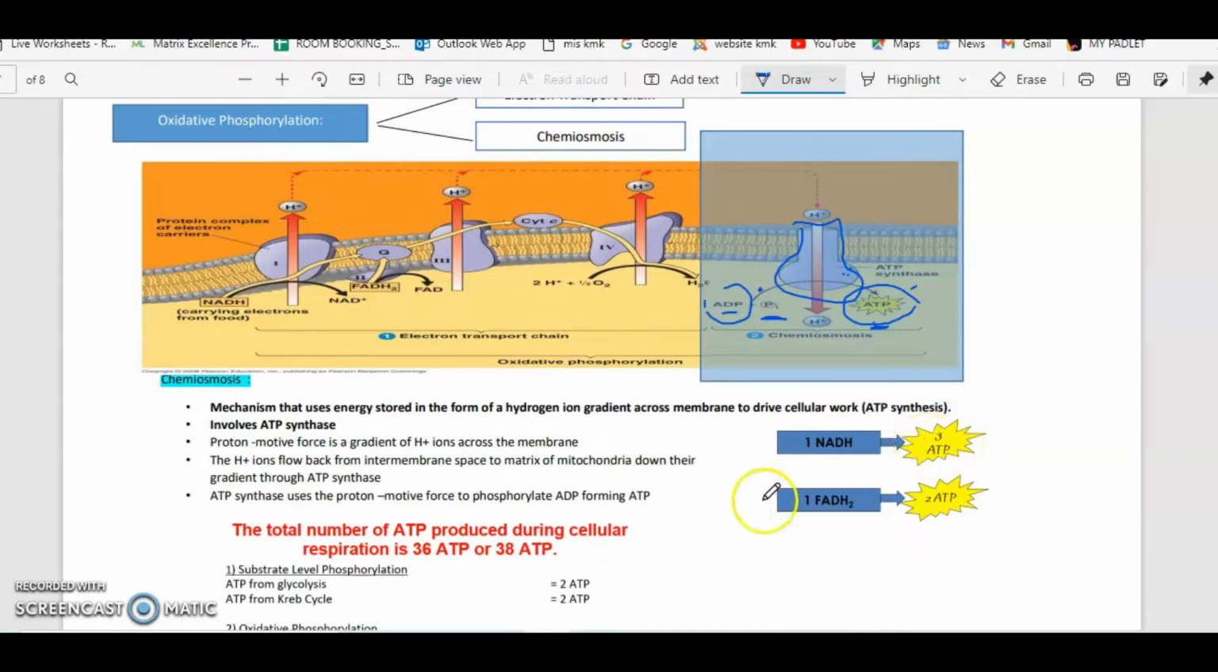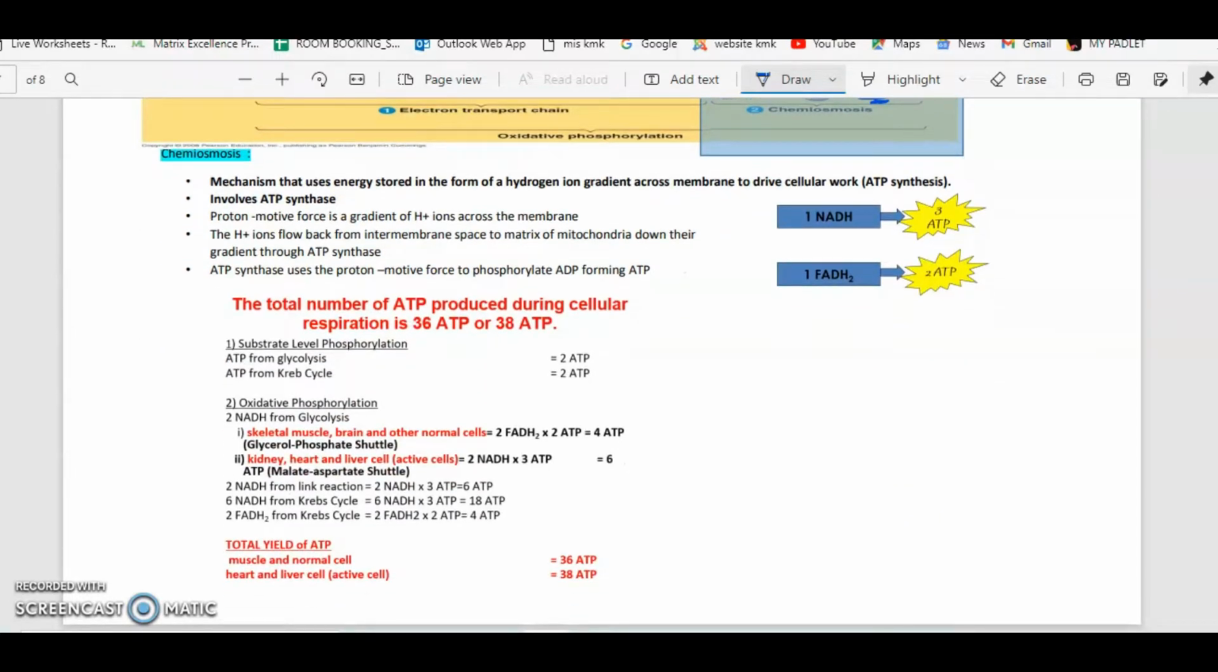It differs compared to FADH2 because in the FADH2 pathway, only complex 3 and 4 will pump hydrogen ion from matrix to intermembrane space. So in this case, apa yang kamu boleh dapat? From 1 molecule of FADH2 we will yield 2 ATP. Okay, 1 NADH, 3 ATP, but 1 molecule of FADH2 produces 2 ATP. Boleh dapat?